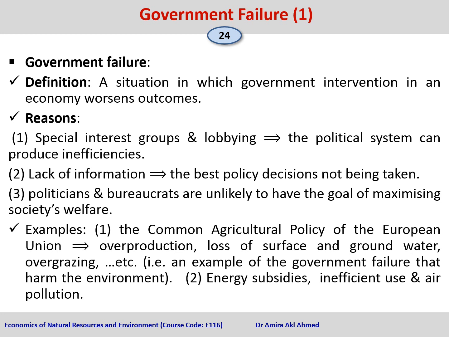Government failure could be defined as a situation in which government intervention in an economy worsens outcomes. There are many reasons behind government failure. For example, the government may come under pressures from certain groups in the society, and thus the government acts in the interests of these groups rather than in the interests of the society. Another reason behind government failure is likely to be the lack of information. Lack of information results in not making the best policy decisions. Moreover, politicians may not have the goal of maximizing their society's welfare.